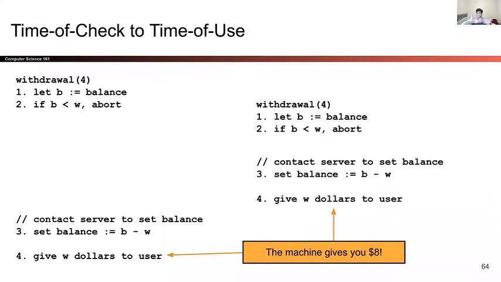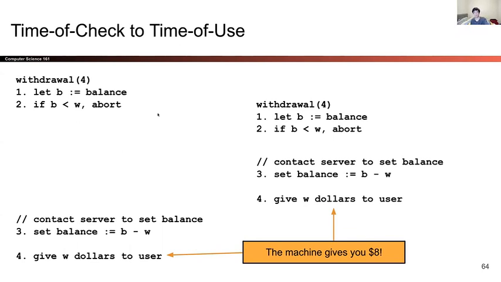If this is a flow of code that we might use to exploit the system. Let's say, okay, we're going to let b equals balance. We're withdrawing $4 in this case. If b is less than w, abort. Well, we know that, say, balance right now is 4. So b, 4, is not less than 4, w.